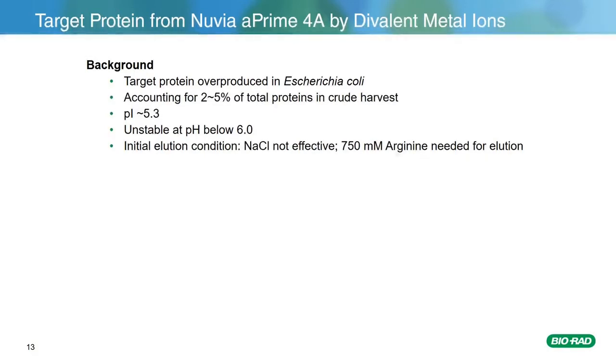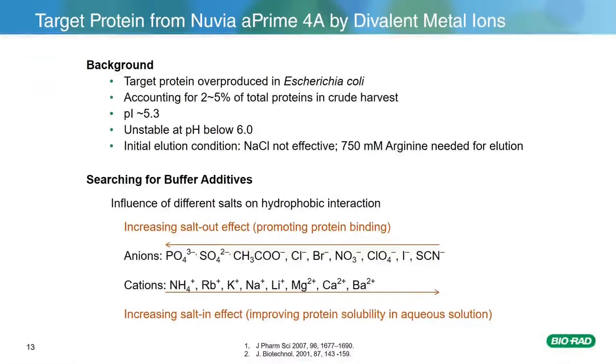Nuvia aPrime 4A was selected for its efficient target capture capability, without the need of extensive feed stream manipulation. However, the elution of the target protein remained challenging. Sodium chloride was not effective, and a high concentration of arginine, up to 750 millimolar, was needed for its elution. We thought it was too expensive, so we decided to search for other buffer additives to facilitate the target elution.